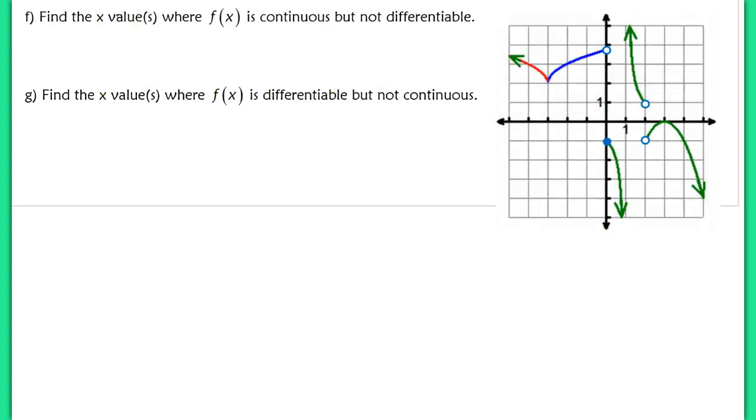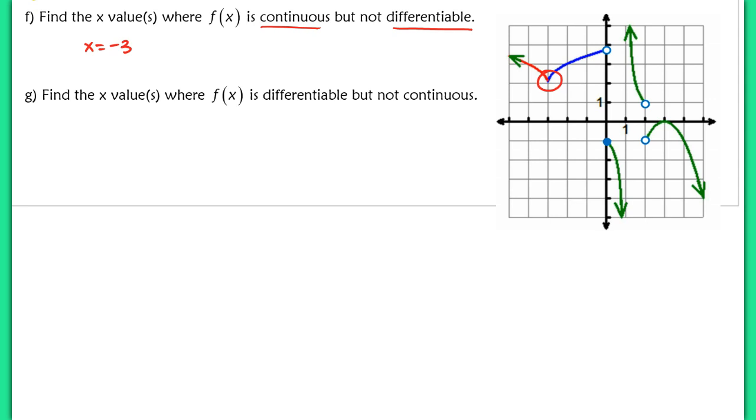Okay, now in part F, it asks us to find the values of x where your function is continuous but not differentiable. Remember, that happens when you have corners or cusps in your graph. So we're looking at a place here where the function is clearly continuous because it is defined at x equals -3, but it is not differentiable there. So at x equals -3, our function fails to be differentiable even though it is continuous.